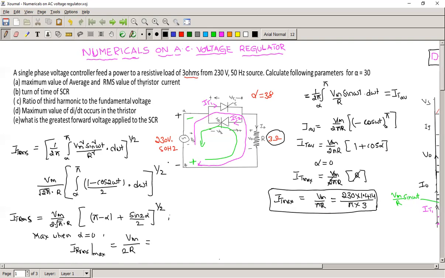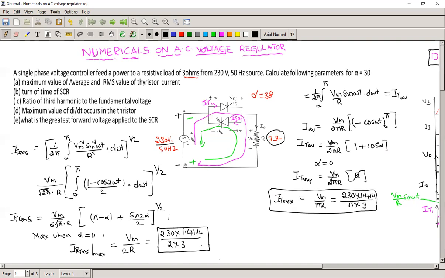Already we know the Vm. Vm is not given directly. 230 is given. This is the RMS voltage. This is the maximum voltage. So we convert into the maximum: 230 into 1.414 divided by 2 into 3. If we solve this one, now we are getting the maximum RMS value of thyristor current.